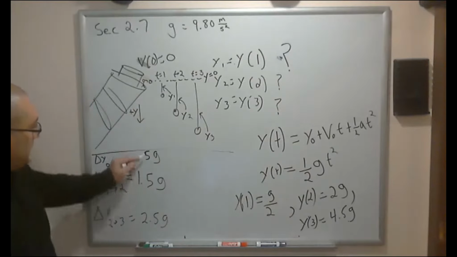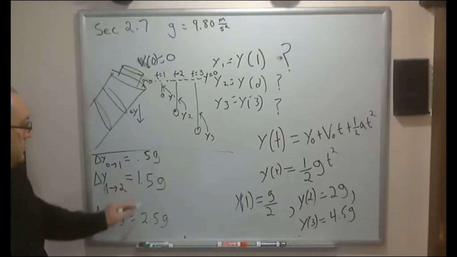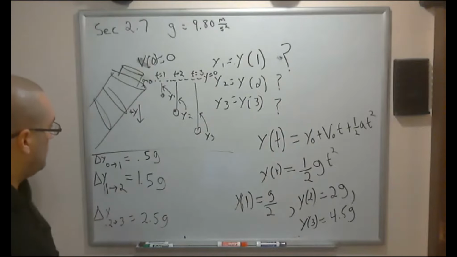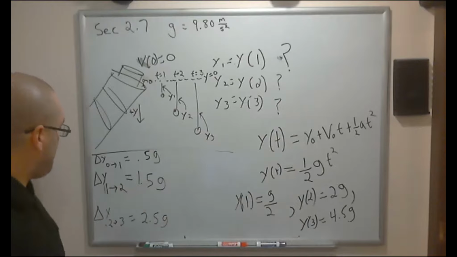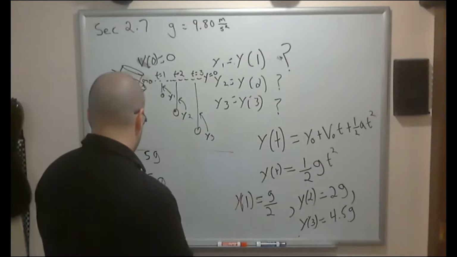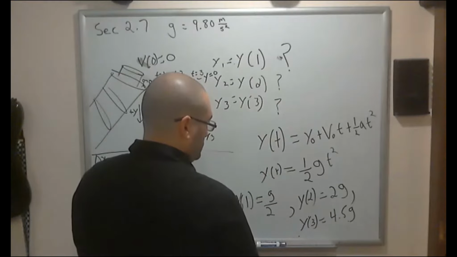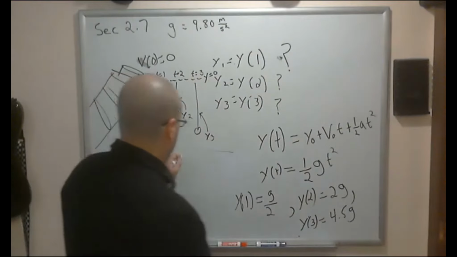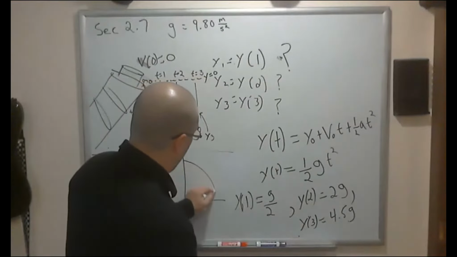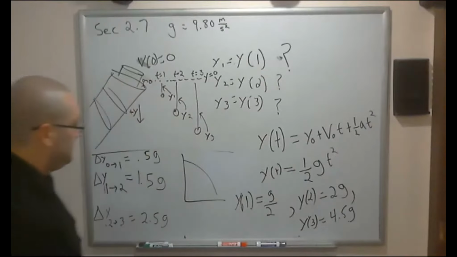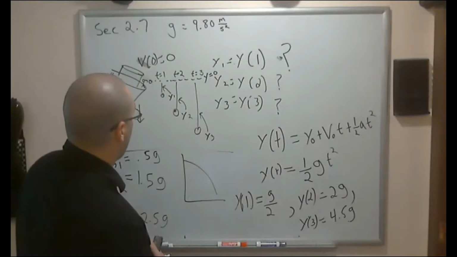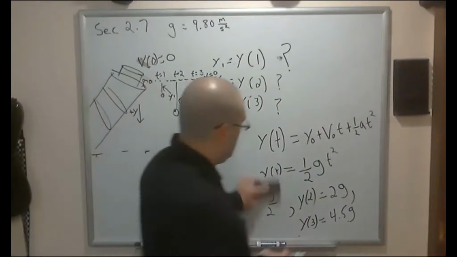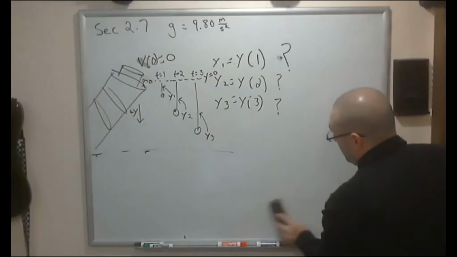So for each second, it's gaining an extra, it's going an extra 1G further, right? And that's the skirt. So if we draw it, it'll look like that, right? As it's falling. And that's a free fall. And we'll be doing more problems like this.